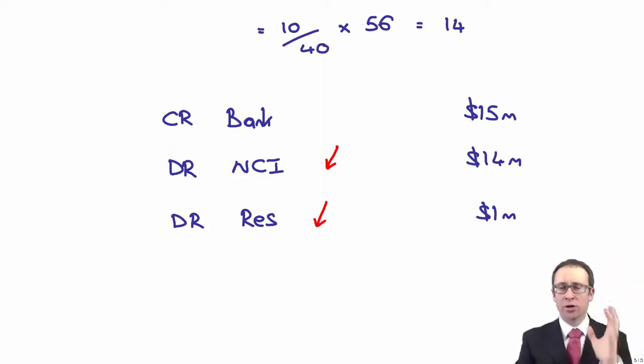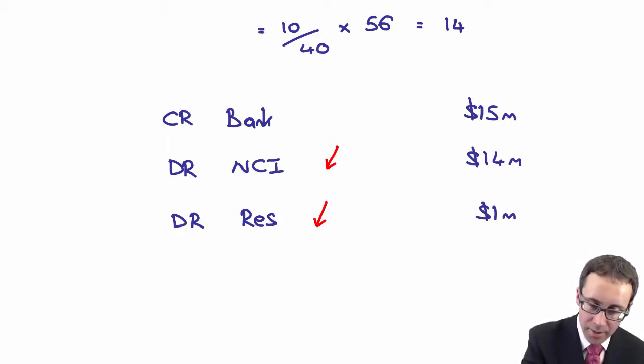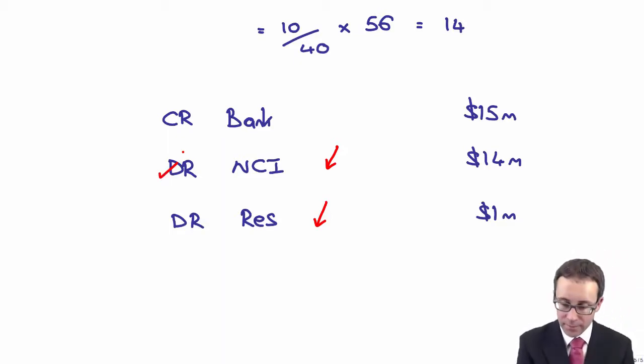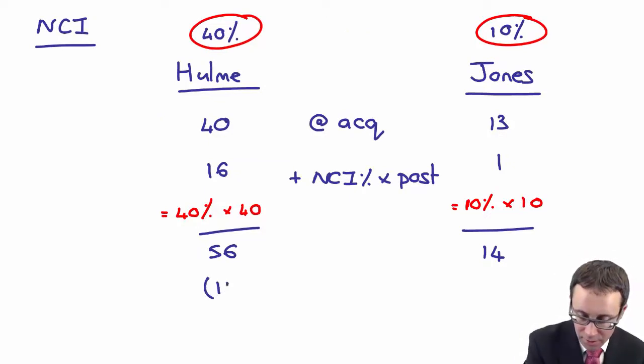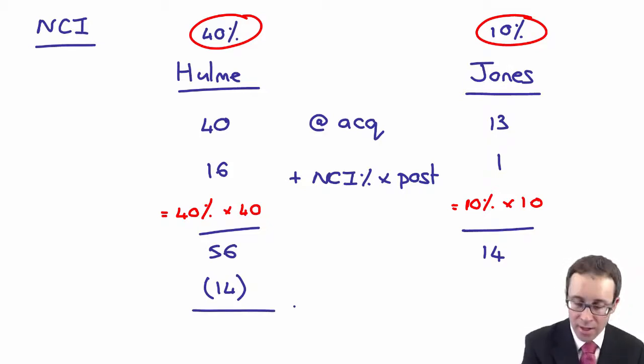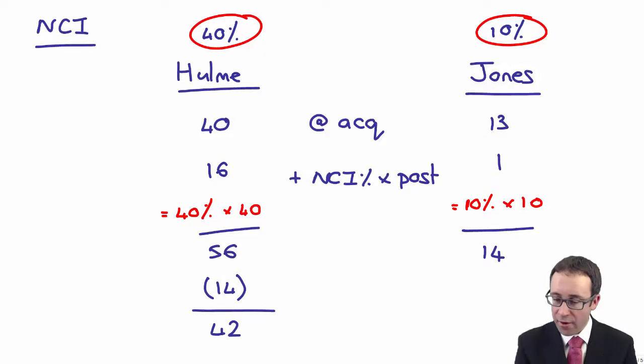Okay. So for now, all I will do is debit the non-controlling interest. So I debit the non-controlling interest. Is that there with 14? Which goes through there and gives me, is it 42? Okay. Excellent.